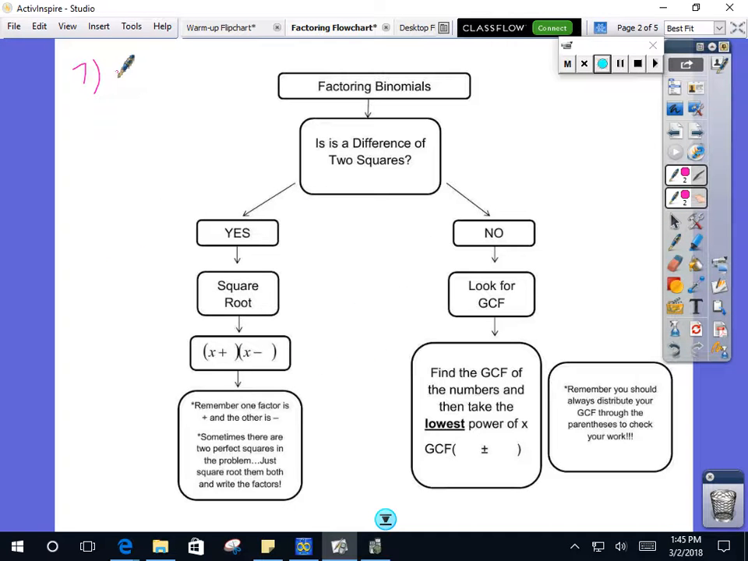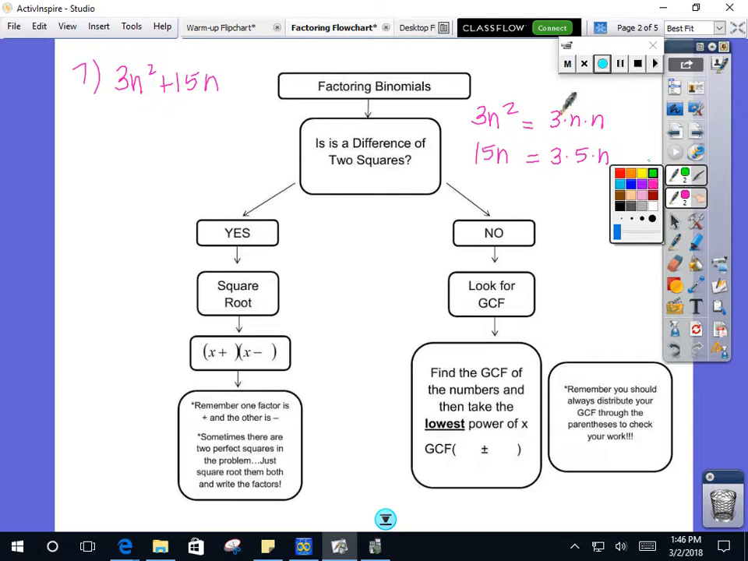Okay, we have 3n squared plus 15n. Is this a difference of two squares? No, it's not a difference at all. So you definitely go no, and you look for the GCF. When it's a binomial, to look for the GCF, you just list out the terms and circle what they have in common. What are the factors of 3n squared? And then 3 times 5 times n. So they have a 3 in common, and they have an n in common. And that's their GCF, 3n.